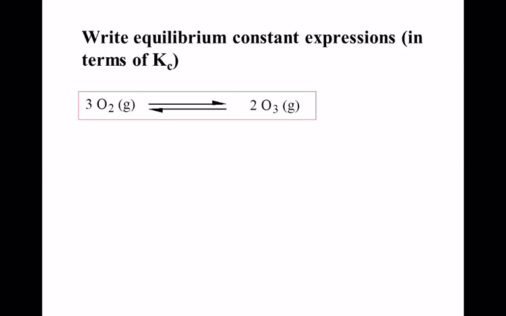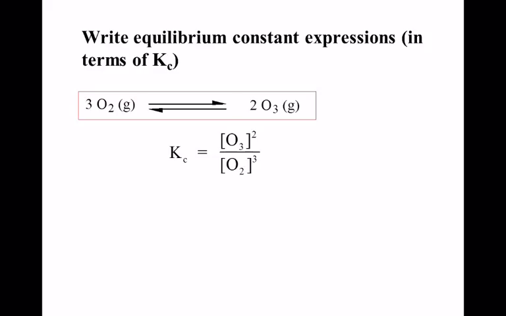Okay, so let's write a couple. They're not bad. Again, it's products over reactants, and your stoichiometric coefficients become the powers you raise them to. So in this case, Kc is equal to the molar concentration of O3 raised to the second power divided by the molar concentration of O2 raised to the third power.